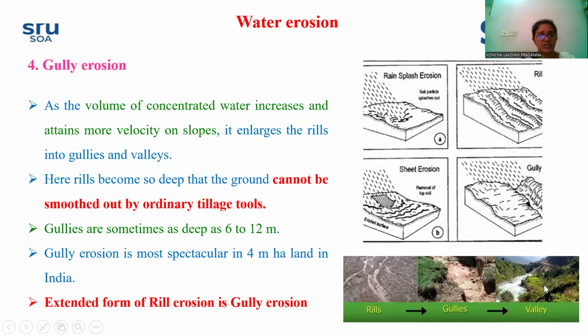However, when the rills are so deep, the ground cannot be smoothed out with the tillage practices. So as the gullies are very deep in nature, we cannot repair the land by doing certain tillage practices. So gullies are sometimes very deep in nature. It ranges from 16 to 12 meters, 16 to 12 meters depth.